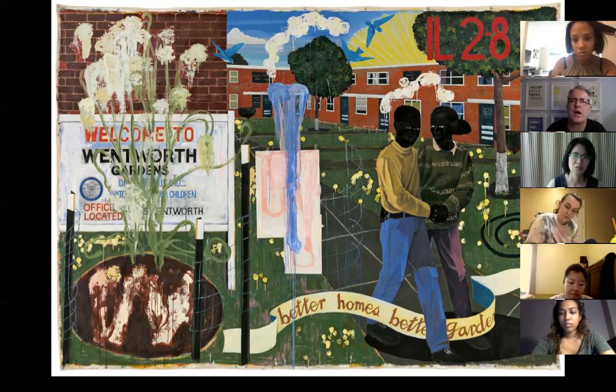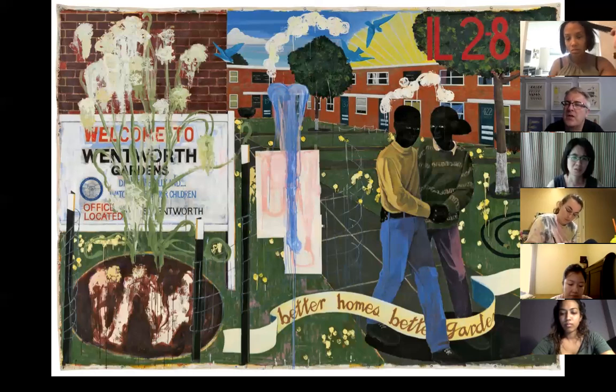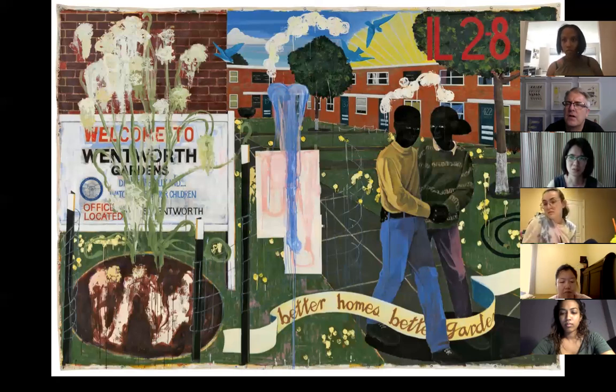What else is going on in here? So we've talked about traditional representational elements, perspective, light and shadow. What else do we see going on?